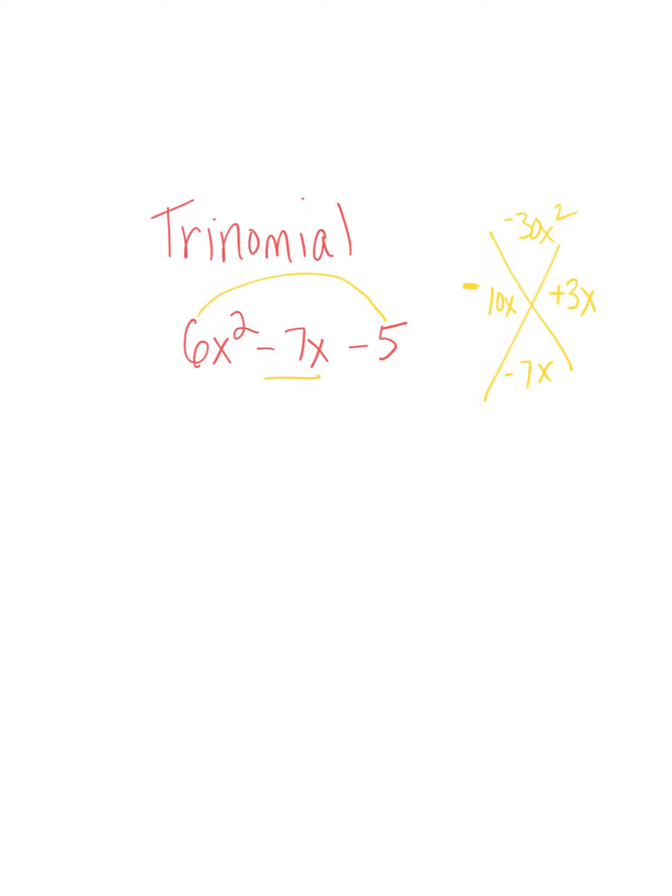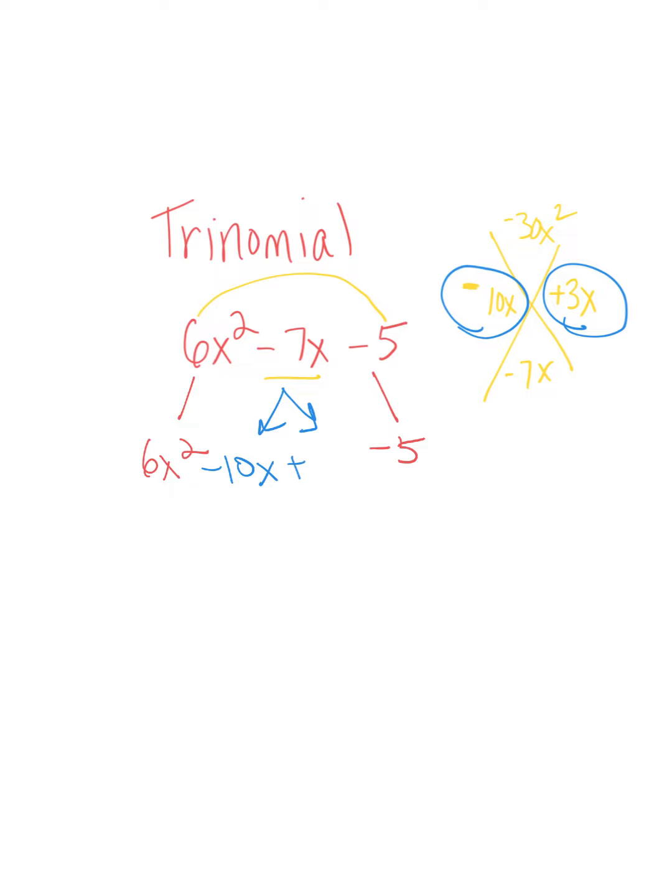And so now we're going to take that trinomial and do that process that we call split the middle. So I'm going to drop down the 6x squared, I'm going to drop down the -5, and then I'm going to split this middle into 2 parts based on these 2 parts right here. That'll be a -10x and a positive 3x. Remember, the order that you place those in there does not change the outcome of the problem.